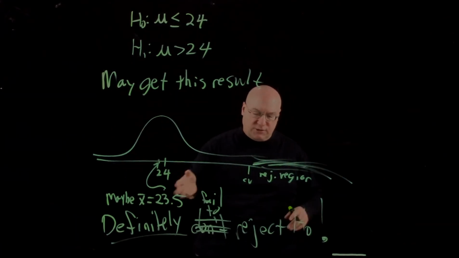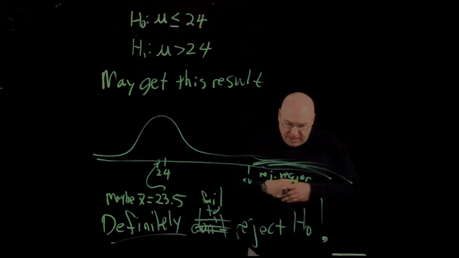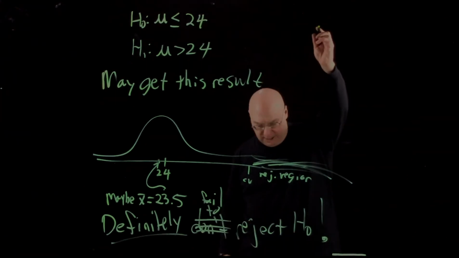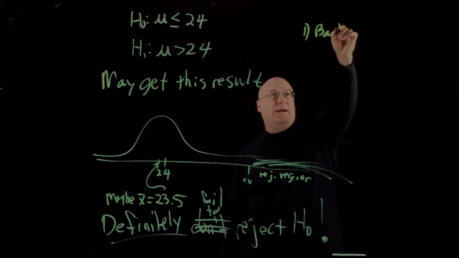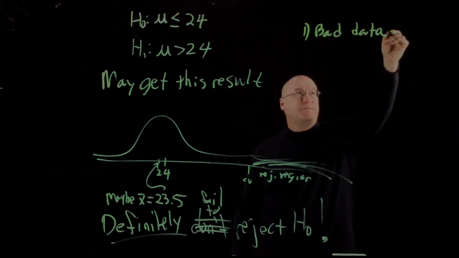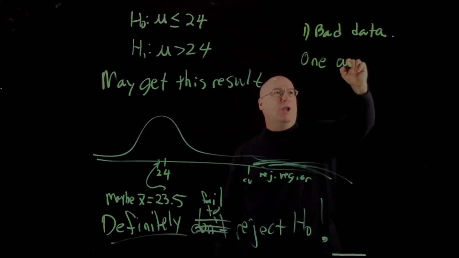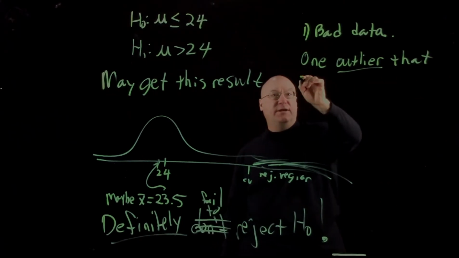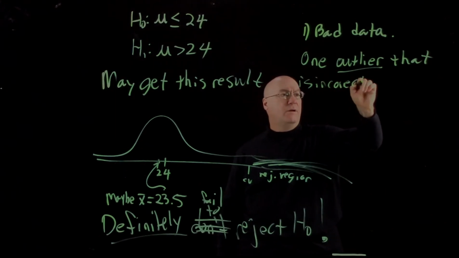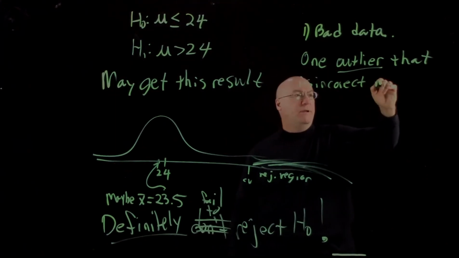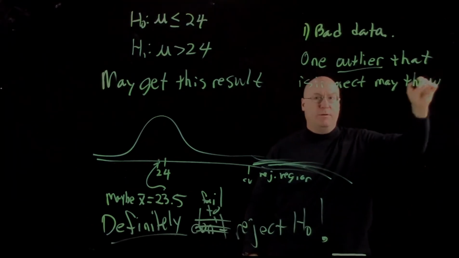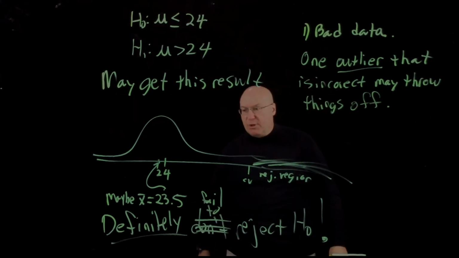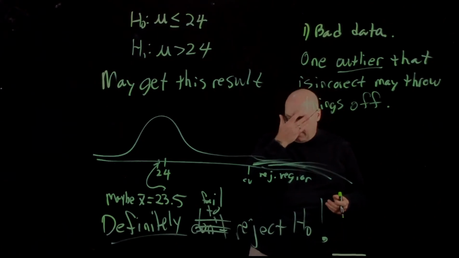If it lands over there, of course not, right? But I do say a couple of things here. I say that if you get a sample mean on the other side of equality, that might indicate, number 1, possibly bad data, what we call an outlier, that is incorrectly measured, that is reported incorrectly, that may throw things off.